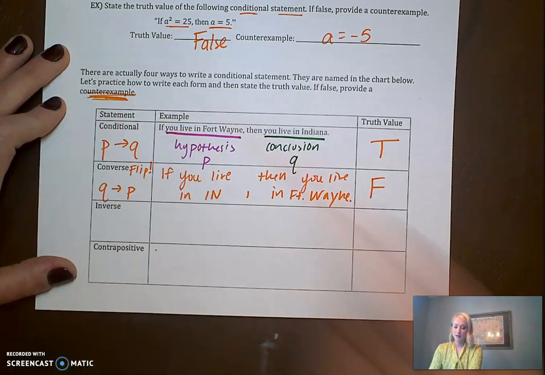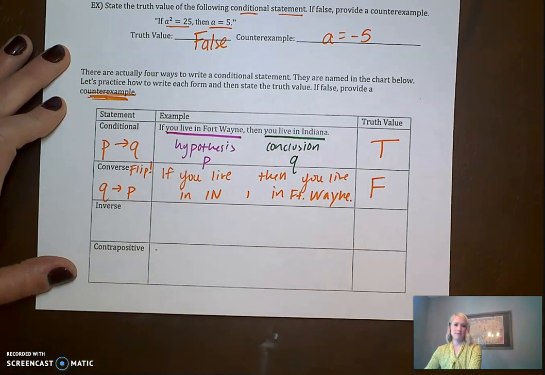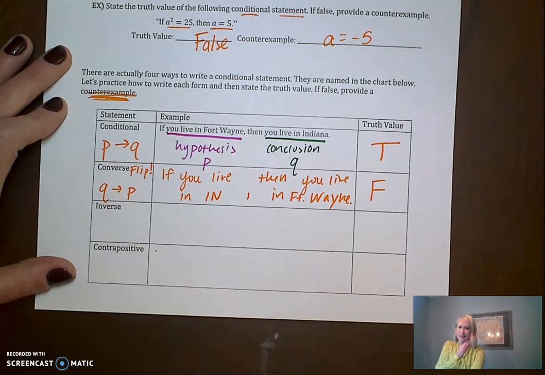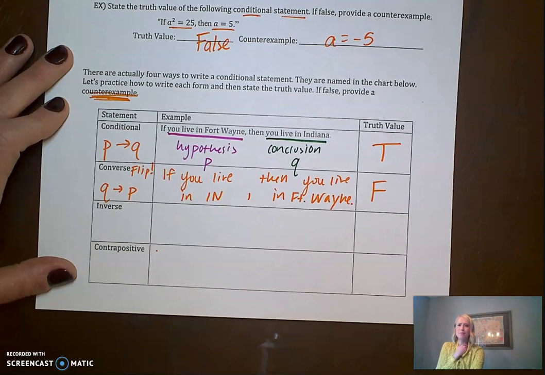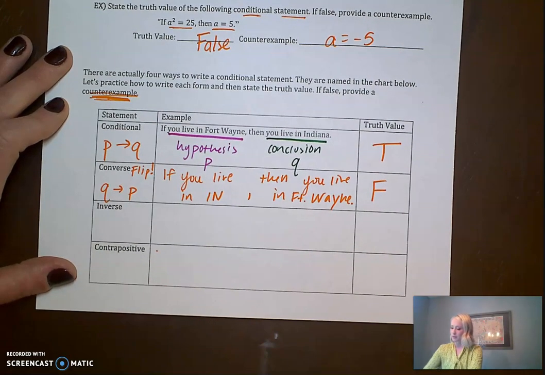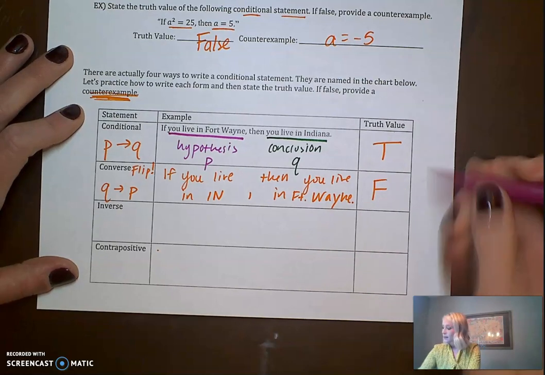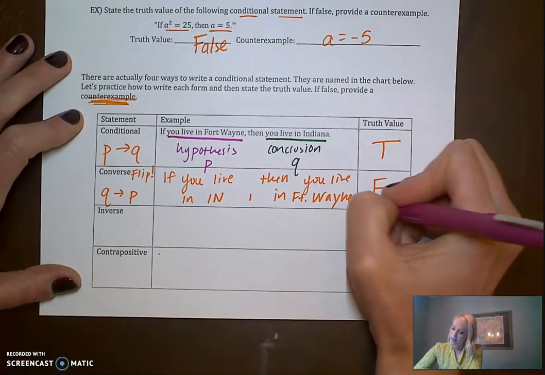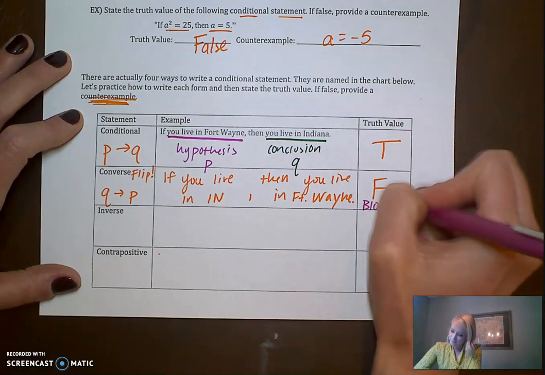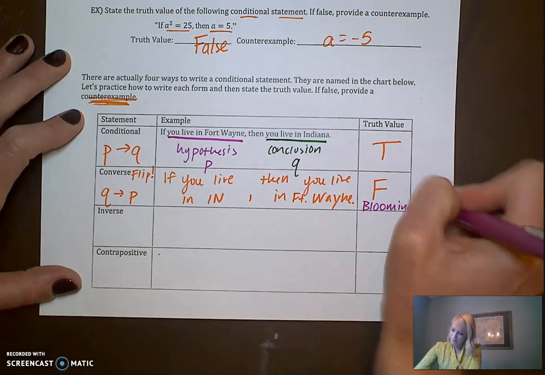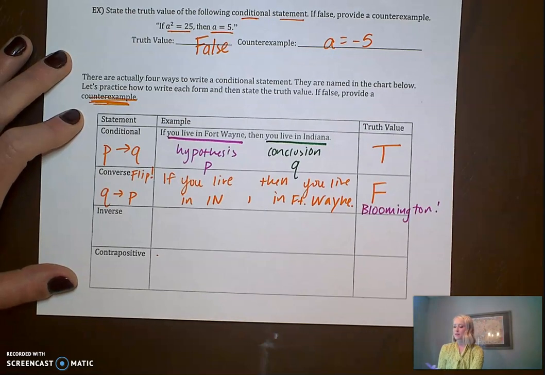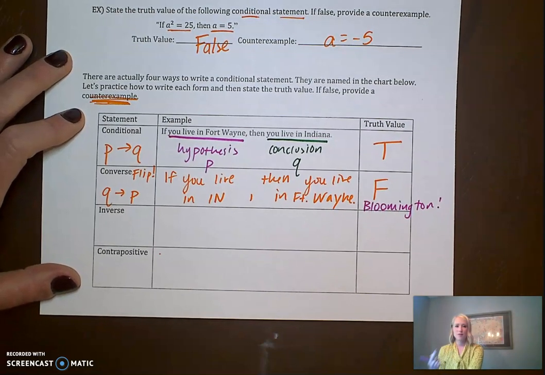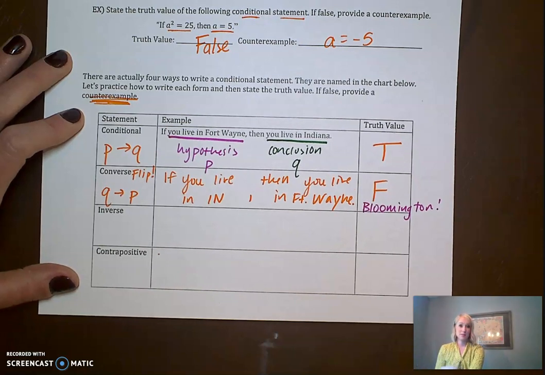And I'm going to give a counterexample. So, okay, think about it. Just because you live in Indiana doesn't mean you live in Fort Wayne. There's a million other places you could live. Not a million, but you know what I'm saying. Counterexample, I'm going to pick my favorite other place in Indiana. You could live in Bloomington. You could live in Indianapolis. You could live in Muncie, South Bend. There are tons of other cities you could live in besides Fort Wayne, and you still live in Indiana.